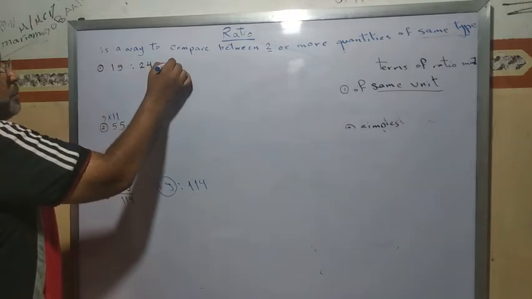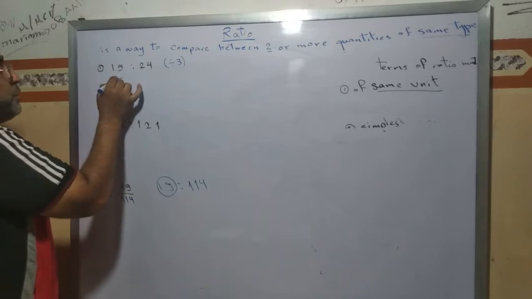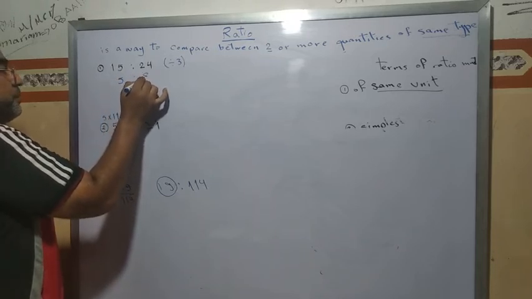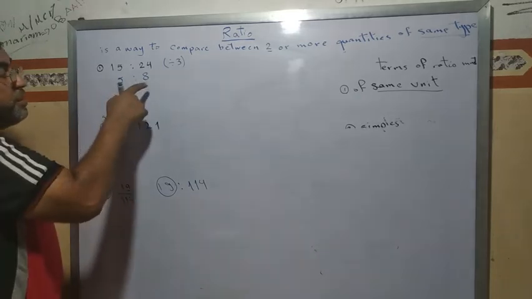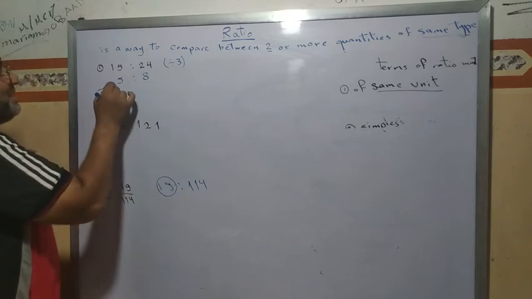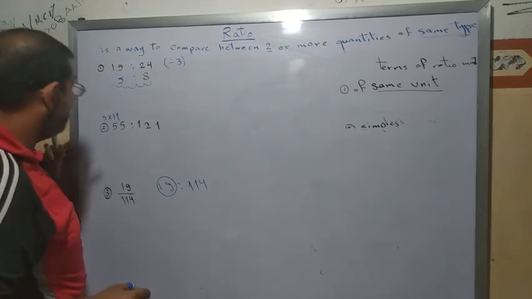First problem. We must divide both of the terms by 3. 15 divided by 3 equals 5. And 24 divided by 3 equals 8. Are there any common factors between them? No. So the two terms are in the simplest form.